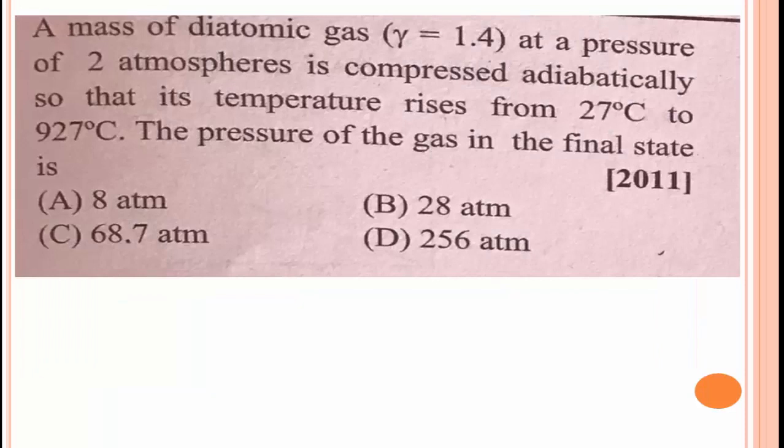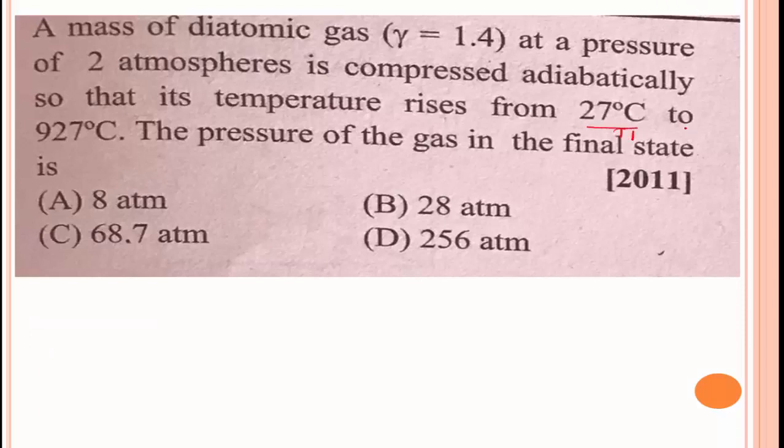The next problem is a mass of diatomic gas. A mass of diatomic gas, gamma, at a pressure of 2 atmosphere is compressed adiabatically, so its temperature rises from 27 degrees Celsius.